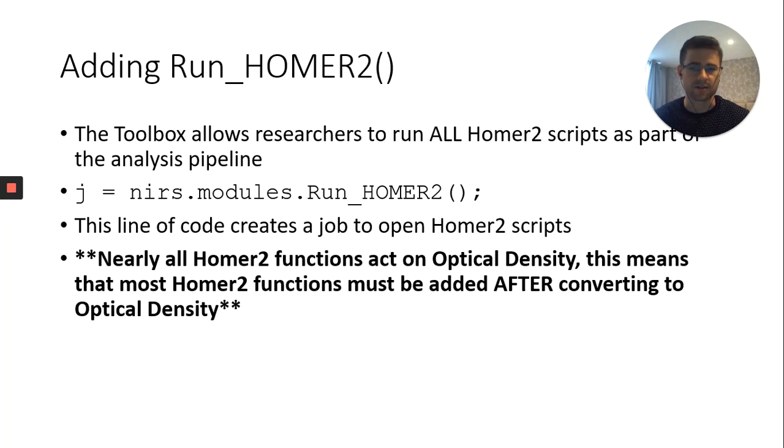So what Dr. Huppert did, which I think is very clever, is actually enable a module called Run Homer2. And this allows you to create Homer2 jobs or add Homer2 functions to your pipeline. The one thing that I highlight here is that most of the Homer2 functions will act on optical density and not raw data. So in many respects, and I won't go into detail on that, you're going to want to run these functions after you've converted the data to optical density from raw light intensity. So keep that in mind as you start calling these.